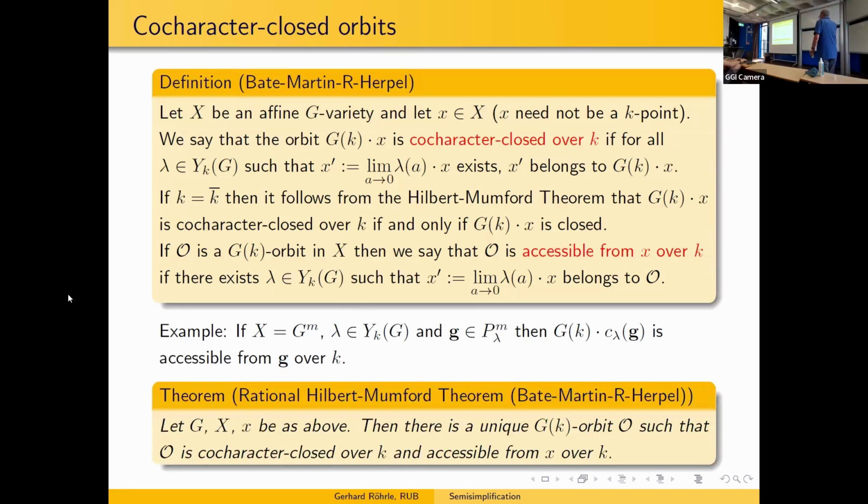And so here's, as announced before, this rational version of the Hilbert-Mumford theorem. I think we do call it the rational Hilbert-Mumford theorem. It does exactly what the Hilbert-Mumford theorem does. So we have this G, X, and little x as above, then there exists a unique rational orbit, G of K orbit, we can call it, which is co-character closed over K, and it's actually accessible from x. So this is an arbitrary field now. It's not just the algebraic closure.